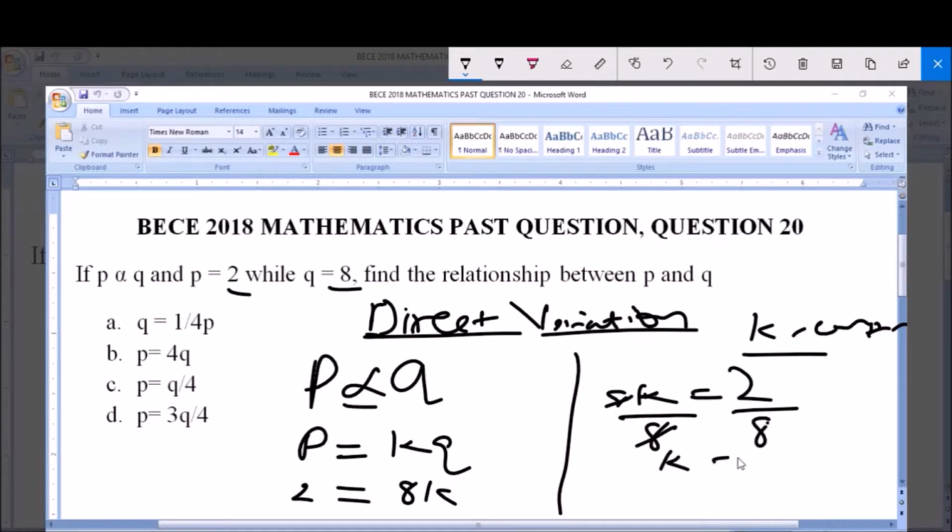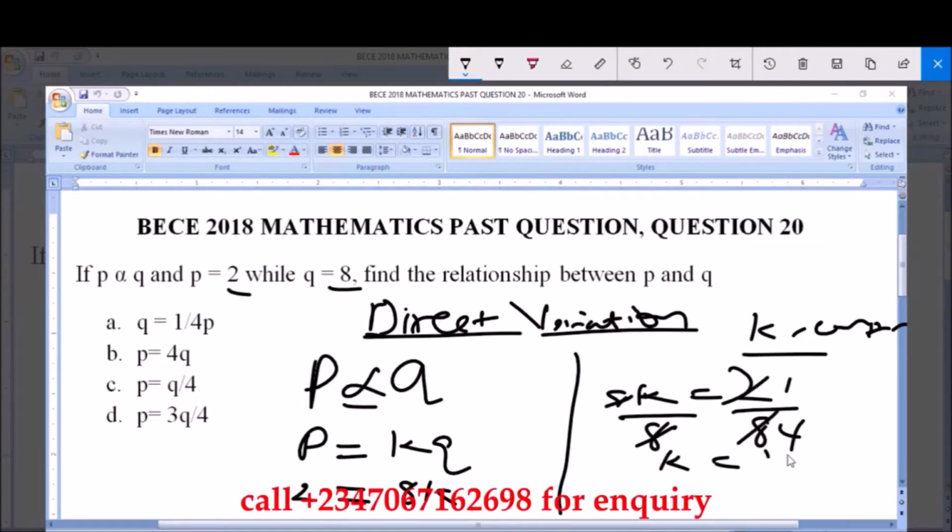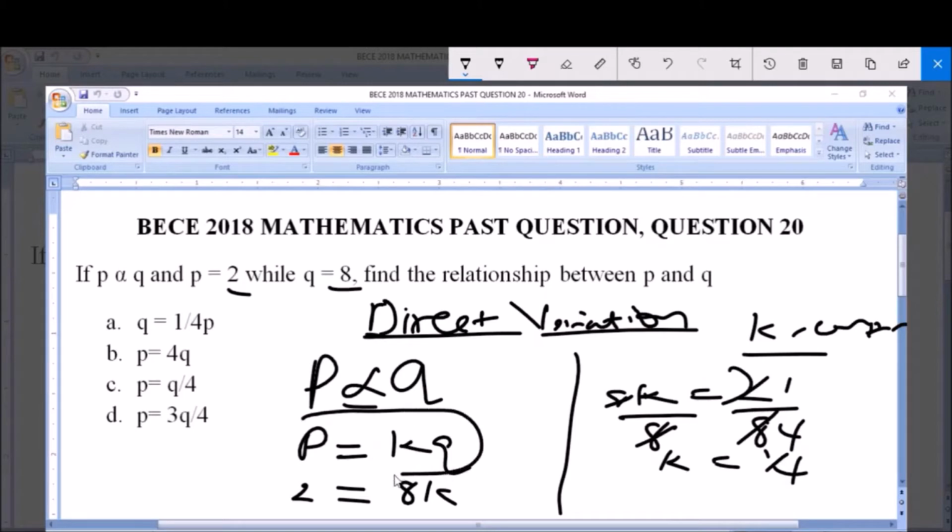We have k is equal to what? 2 here 1, 2 here 4. k is equal to 1 over 4. Now we've gotten our constant to be what? 1 over 4. Now to establish the relationship, we come back to this expression here that says P is equal to kQ.